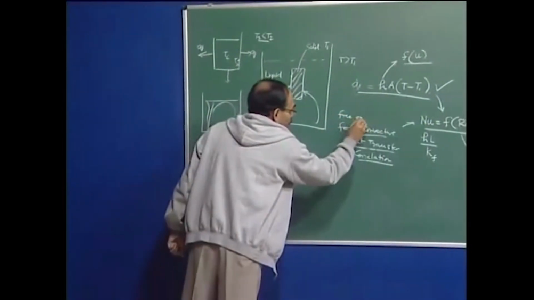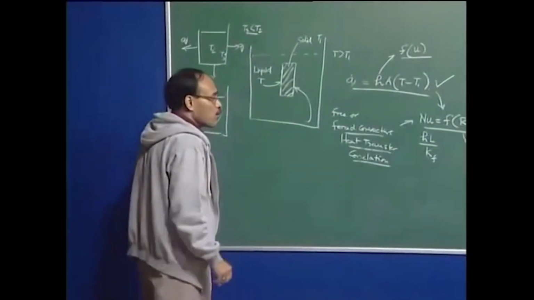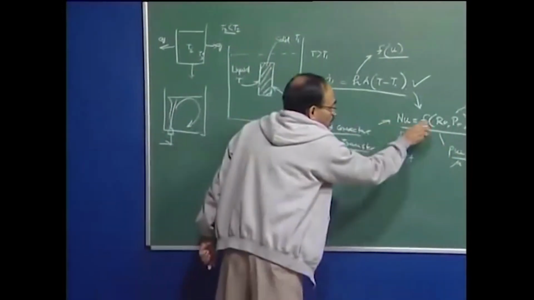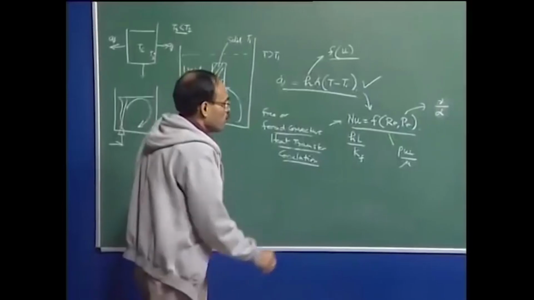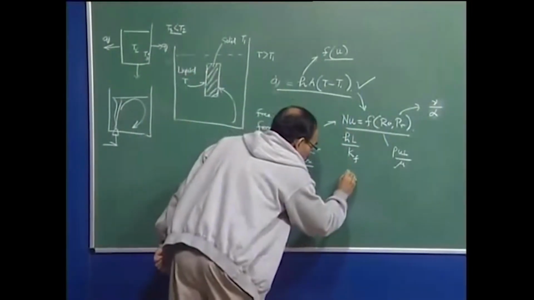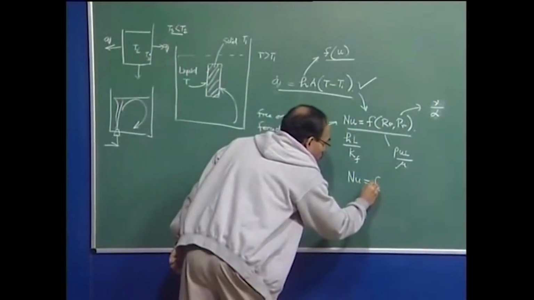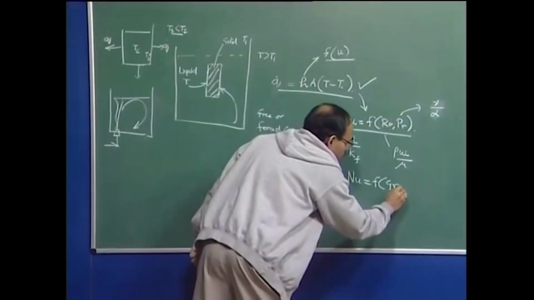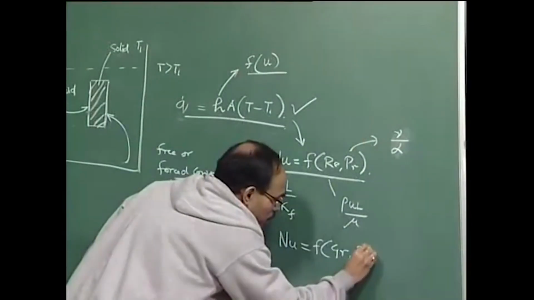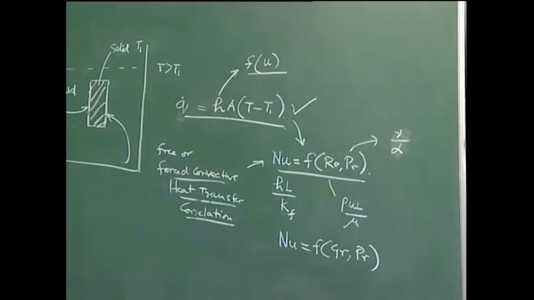So, we either have a free or a forced convective heat transfer correlation. This sort of correlation is a forced convection heat transfer correlation, and Nusselt number as a function of Grashof number and Prandtl number is a free convection heat transfer correlation. So, depending on the scenario.